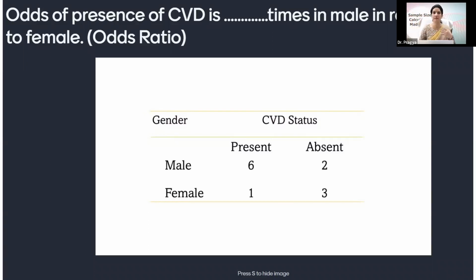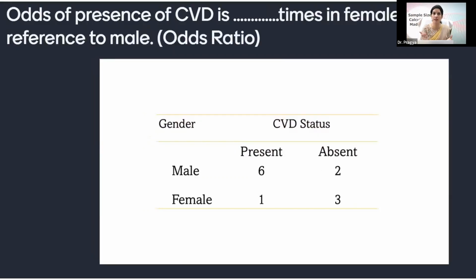So in this case, if I reverse the question, if I ask what is the odds of presence of CVD, meaning I'm asking the odds ratio in female as compared to male. So the question will be the odds of presence of cardiovascular disease, how many times in female in reference to male? Yes, Ria is right. 1 by 3 and 6 by 2. So now it is reversed. So you try explaining this, like 1 by 3 and 6 by 2. Ultimately, it will give the odds ratio in female.